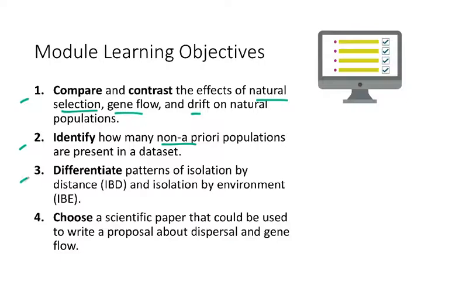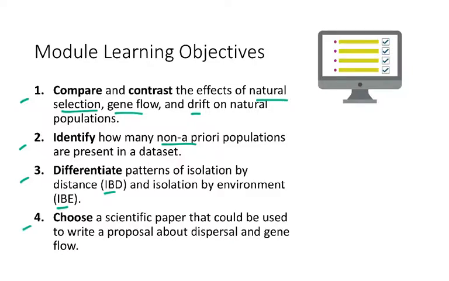The third learning objective is that you'll be able to differentiate patterns of isolation by distance, or IBD, and isolation by environment, abbreviated as IBE. We'll talk about what the different effects of those processes are and what they look like in populations.